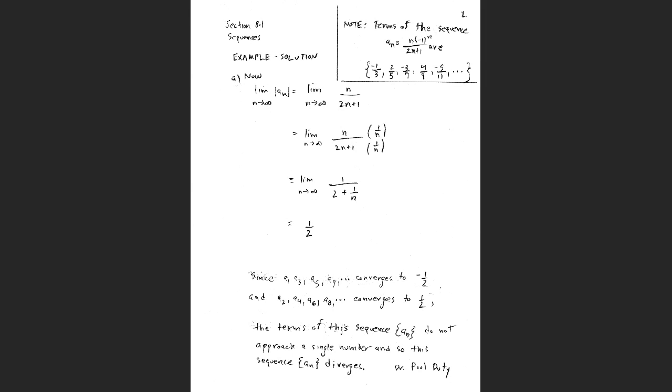But since some of the terms of the sequence approach one limit and other terms approach another limit, -1/2 and 1/2, the sequence can't converge. It doesn't approach a single limit. That's how you have to think about it.